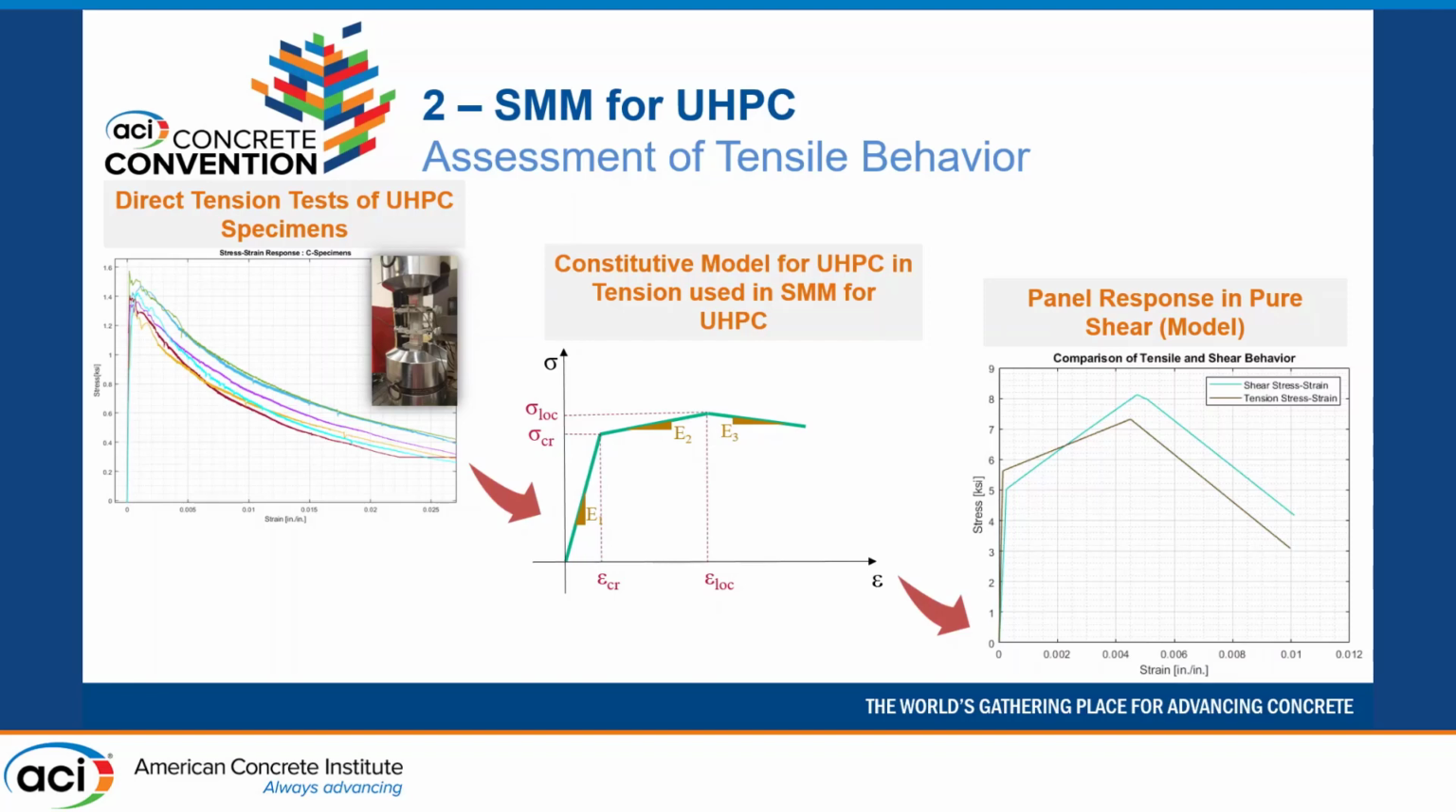and so it's very important to further investigate this. As you can see on the very right, it shows a shear stress strain curve for a panel element, which is the blue curve, and then the brown curve is the tensile stress strain of that same panel element. So it's the principal tensile stress versus the principal tensile strain, and you can see that the behavior is very similar, as well as the ultimate and cracking points.